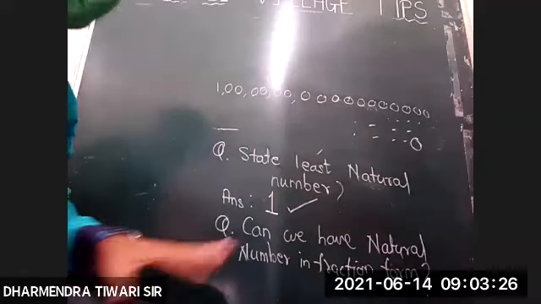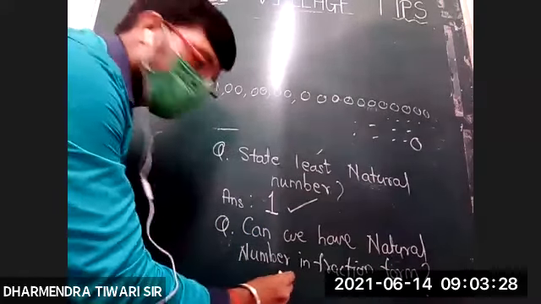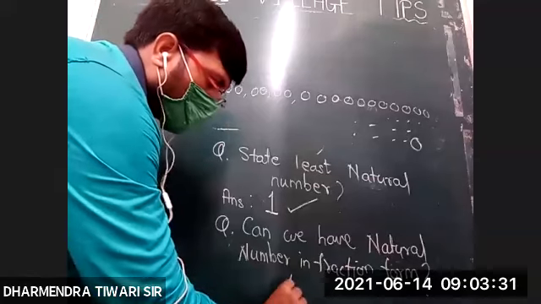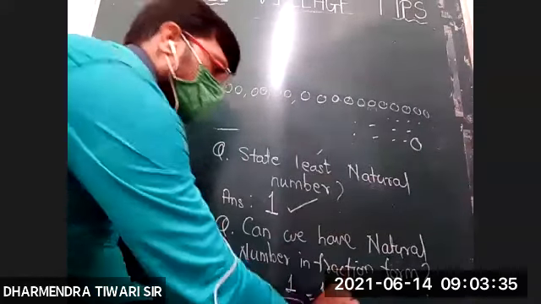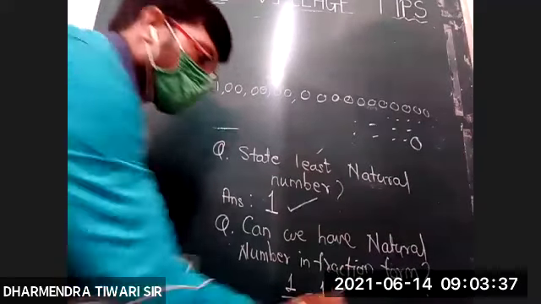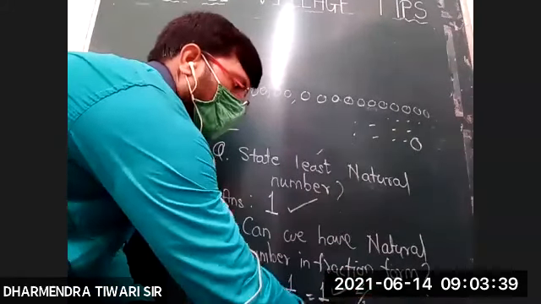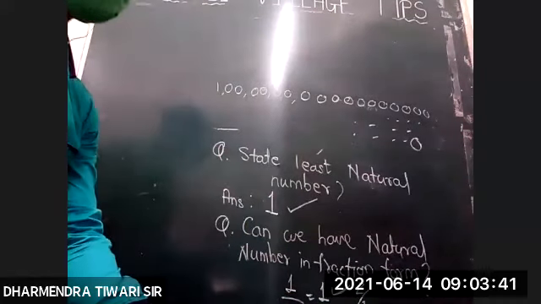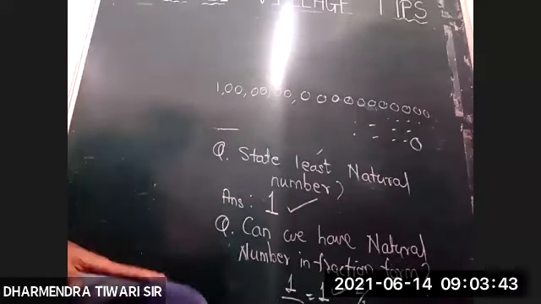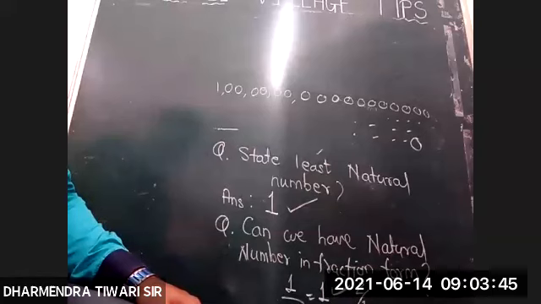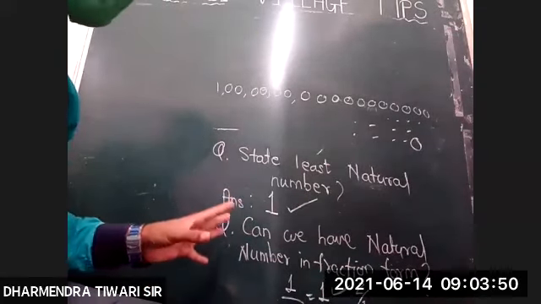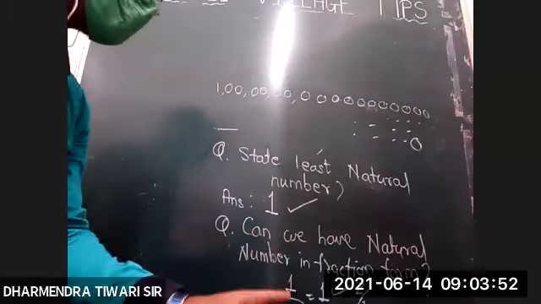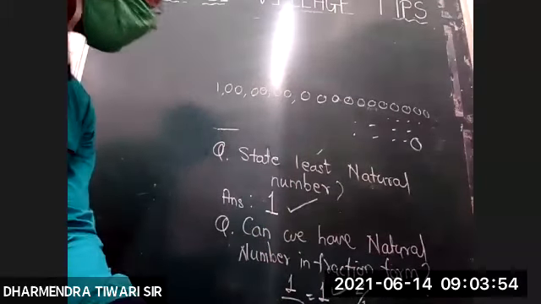A natural number in fractional form exists only if the denominator is 1. For example, 1 divided by 1, the answer is 1, which is a natural number. 2 divided by 1 is also a natural number. Other than 1, if we have any number in the denominator, then that is not a natural number. So we can have a natural number in fractional form only if the denominator is 1, otherwise it's not possible.